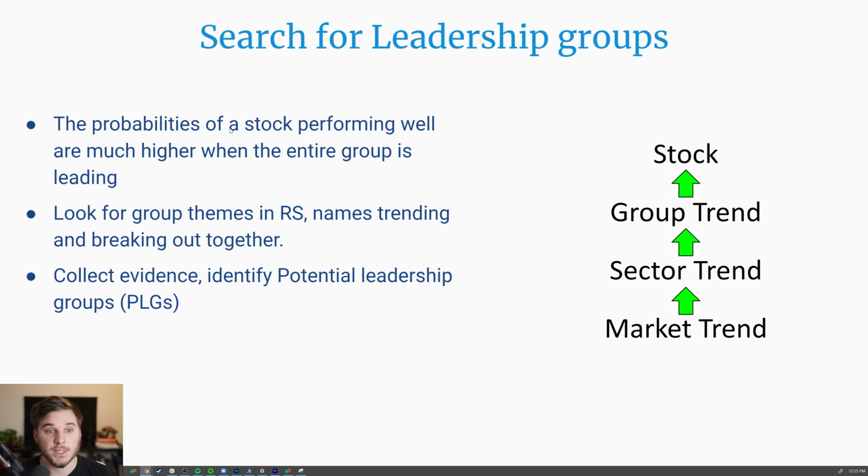So the probabilities of a single stock performing well are much higher when the entire group and even sector is leading. You want to look for group themes and relative strength, names trending and breaking out together, and collect evidence and identify these potential leadership groups, whether it's computer software, EVs, semis, those types of groups.